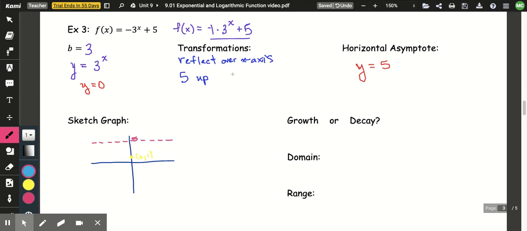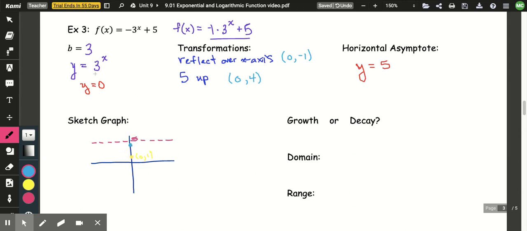Okay, so if I reflect 0, 1 over the x-axis, that means that I'm multiplying the y value only by negative 1. So that would make it 0, negative 1. Then if I move it up 5, it would add 5 to the y value in that point. So negative 1 plus 5 would be 4. So now that new point is going to be at 0, 4. So about right there.